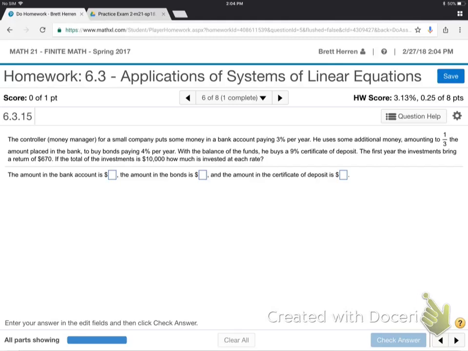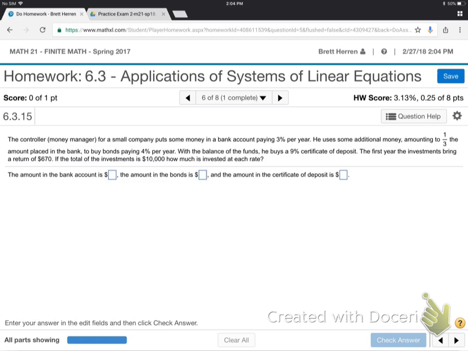Okay. So, wish I could make it a little bigger. Sorry, but it'll go off the screen. I'll read it here. The controller, the money manager for a small company, puts some money in a bank account that pays 3% per year. He uses some additional money, amounting to 1/3 the amount placed in the bank, to buy bonds paying 4% per year. With the balance of the funds, he buys a 9% certificate of deposit. The first year the investments bring a return of $670. The total of the investments is $10,000. How much is invested at each rate?